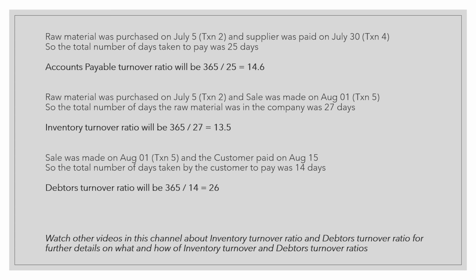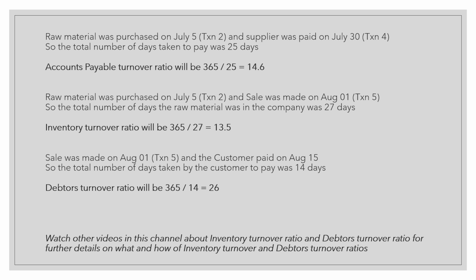Raw material was purchased on July 5, that is transaction 2, and sale was made on August 1, that is transaction 5. So the total number of days the raw material was inside the company was 27 days. So the inventory turnover ratio will be 365 divided by 27, which is 13.5.